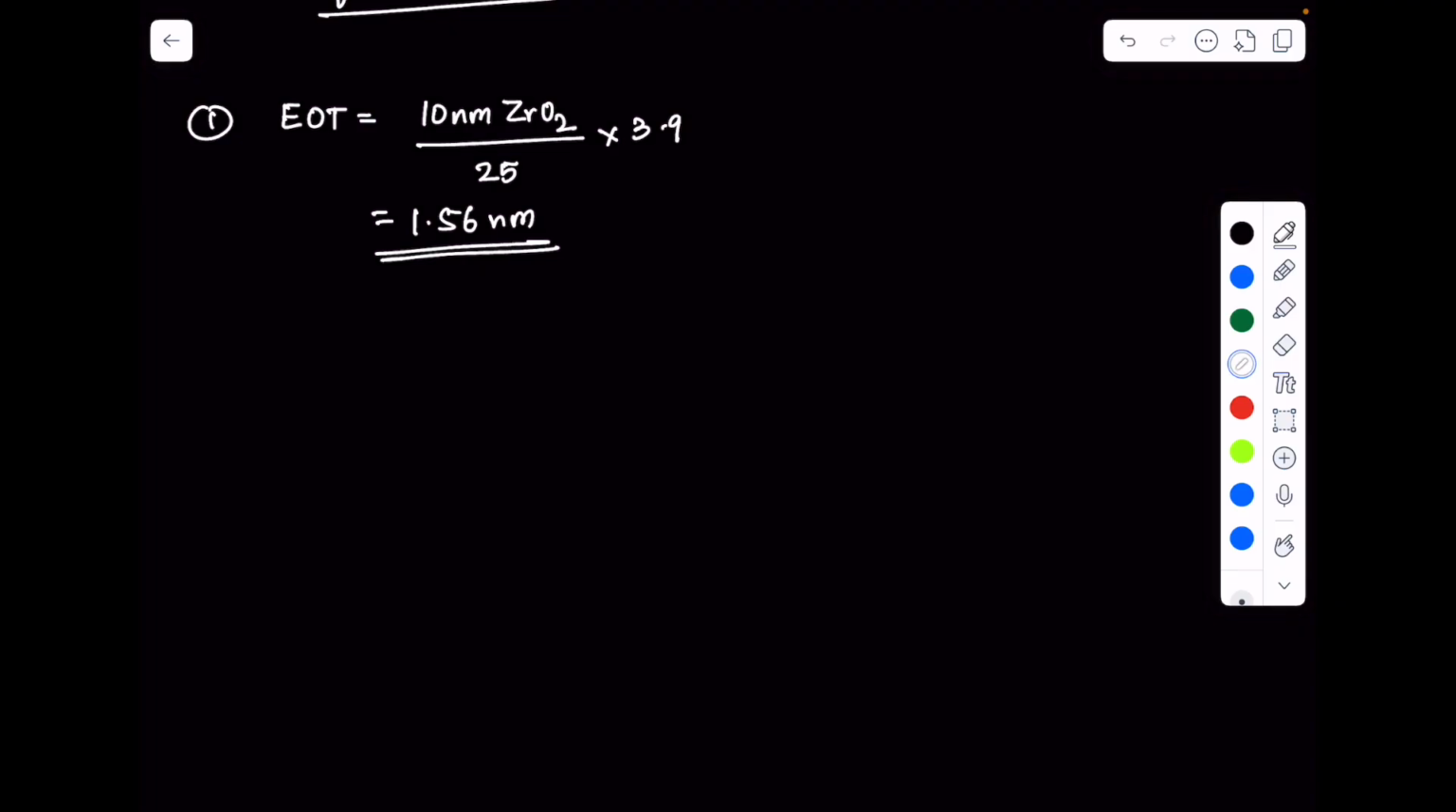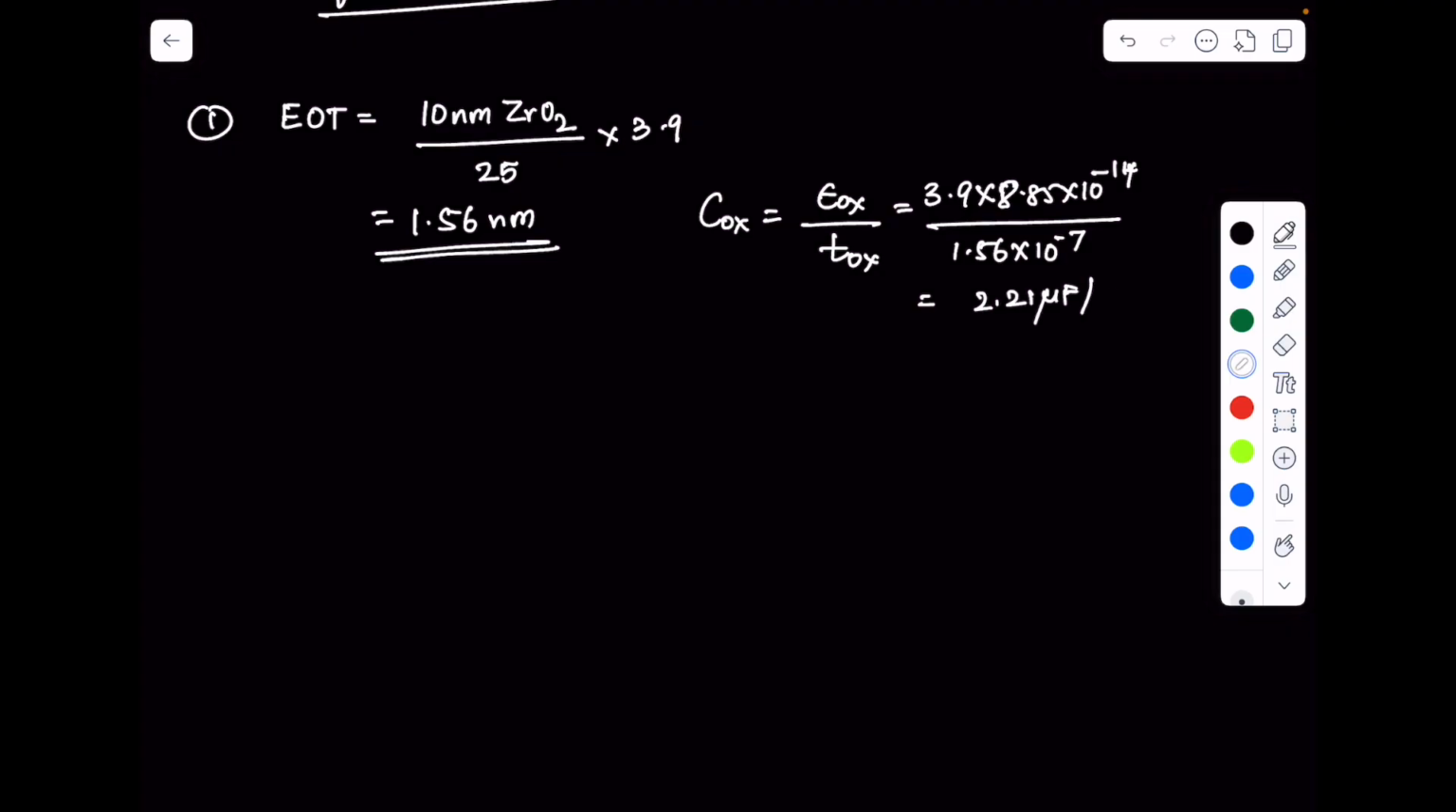In that, the capacitance of 10 nanometer zirconium oxide is going to be the same as the capacitance of 1.56 nanometers of silicon dioxide. The oxide capacitance in this case can be written as epsilon ox by Tox. For silicon dioxide, I'm going to use 3.1 into 8.85 into 10 power minus 14 divided by 1.56 into 10 power minus 7. This works out to 2.21 microfarad per centimeter squared. So that is the effective oxide capacitance of the structure.